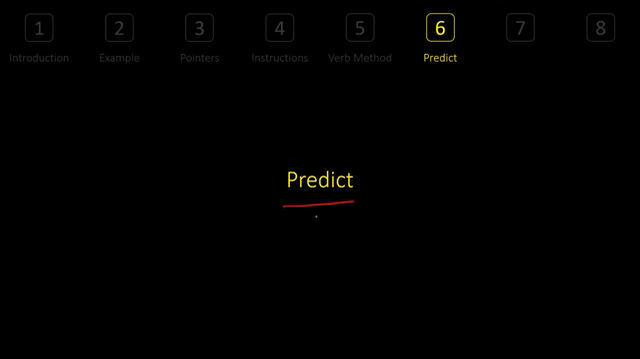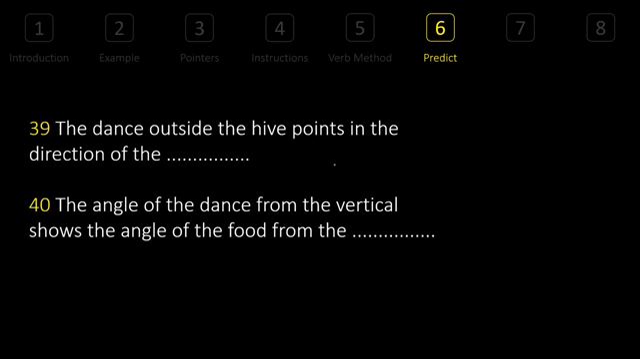Not just making it short or remembering the sentence, but prediction is also required. What is the meaning of prediction? I'll show you. Let's look at example 39. The dance outside the hive points in the direction of the blank. Now, this is a direction of something. That means it has to be a noun. It has to be a thing that you are pointing in the direction of. That means the dance outside the hive, that means something going on outside the hive of the bees, is pointing in the direction of something. Not somewhere, but something.